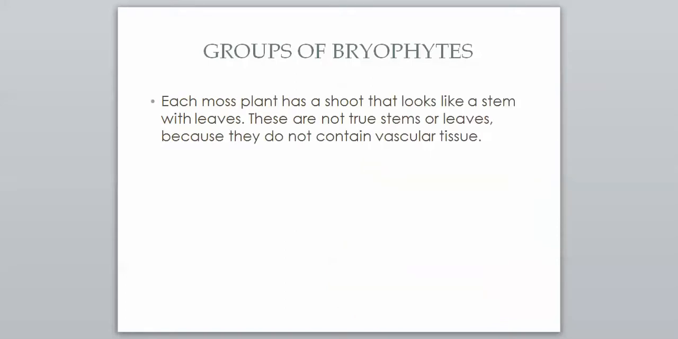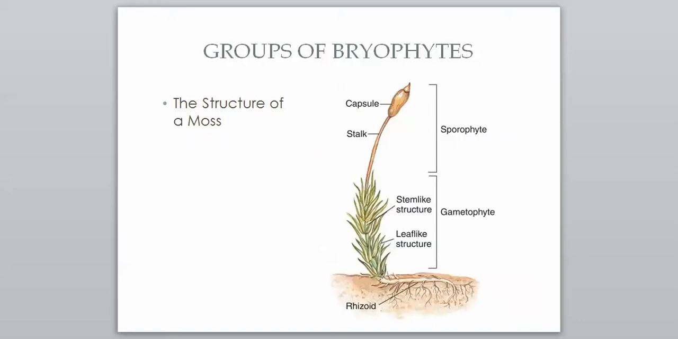And so each moss plant has a shoot that looks like a stem with leaves. Right here it's a stem-like structure, but again it's not really a stem, and they're not really leaves because again they're mosses. They're kind of more primitive. These are one of the first ones to evolve.